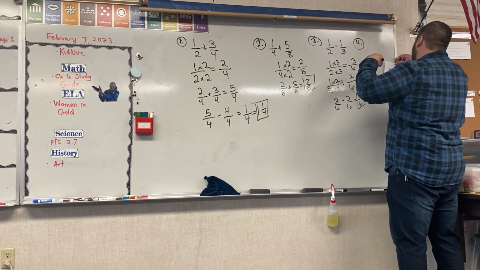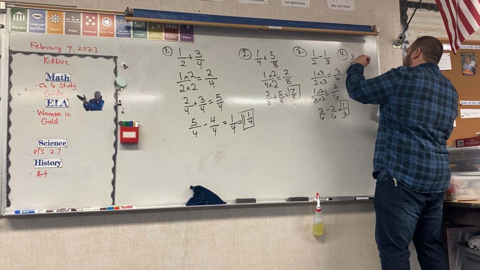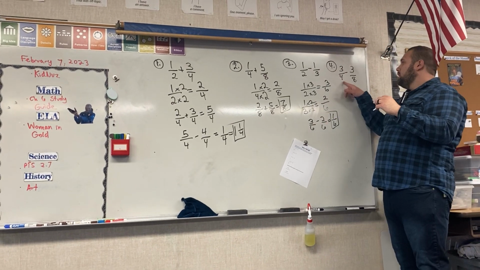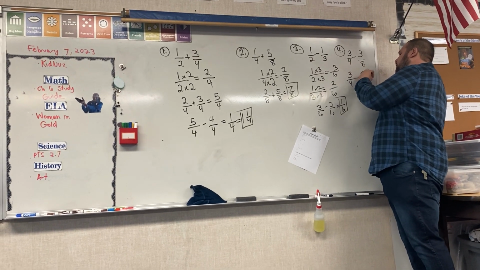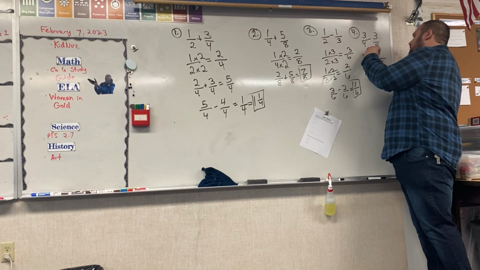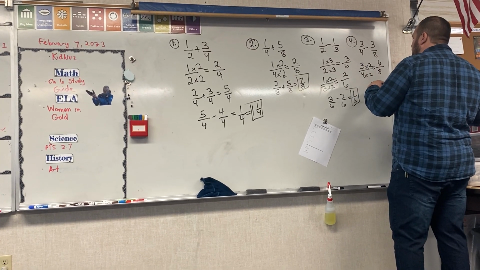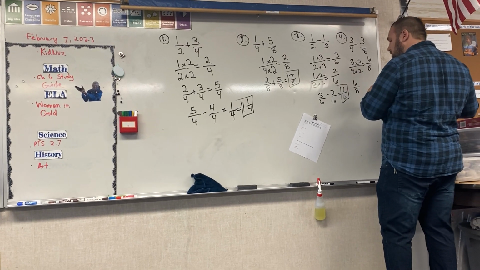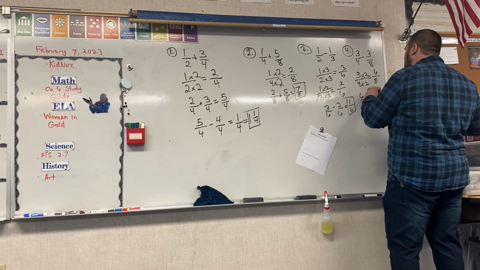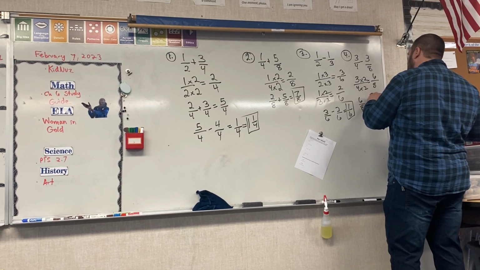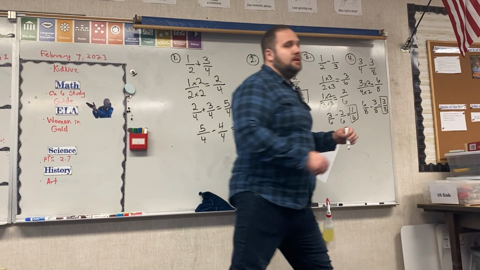All right, number 4. 3 over 4 minus 3 over 8. 4 goes into 8 2 times. So I'm going to take 3/4. I'm going to multiply it both by 2. That gets me 6 over 8. 6 over 8 minus 3 over 8 equals 3 over 8. Okay, that's my final answer.